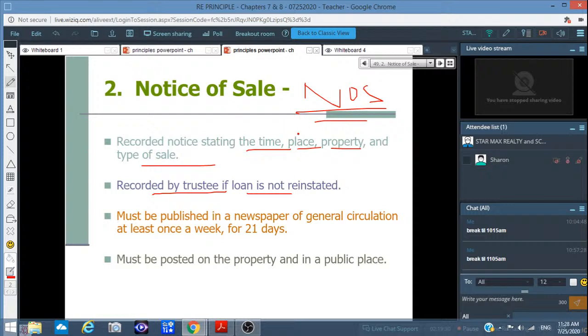You know, you got that 3 months, right? So they go on and say we're gonna foreclose your home on this date, and publish at least once a week for 21 days, right? 3 times. Must be posted on the property and in a public place. They typically tape the notice on your front door. Okay. Most of the seller owner, they just take it away. Okay, they just remove it.